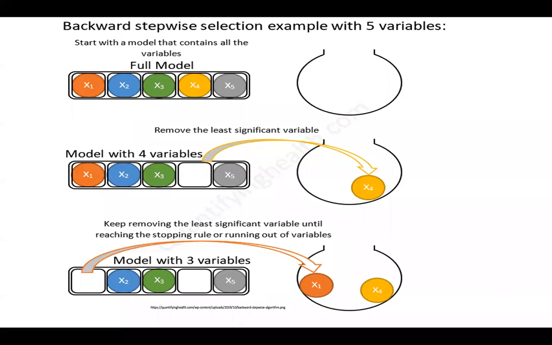Now we go to backward selection. With backward selection, we start with the full model, and our basket is empty here. Each time we remove the variable with the largest p-value. What that means is this variable is the one that is the least statistically significant.